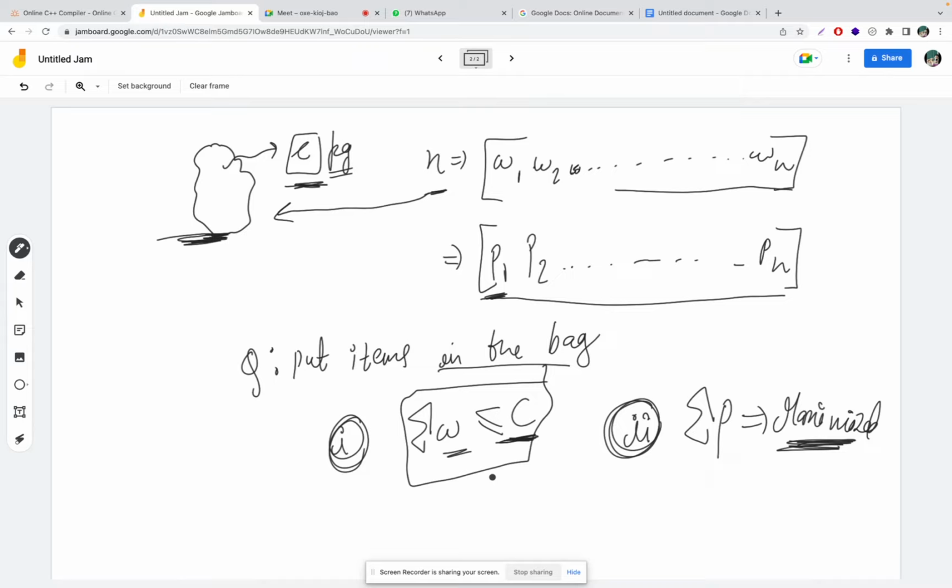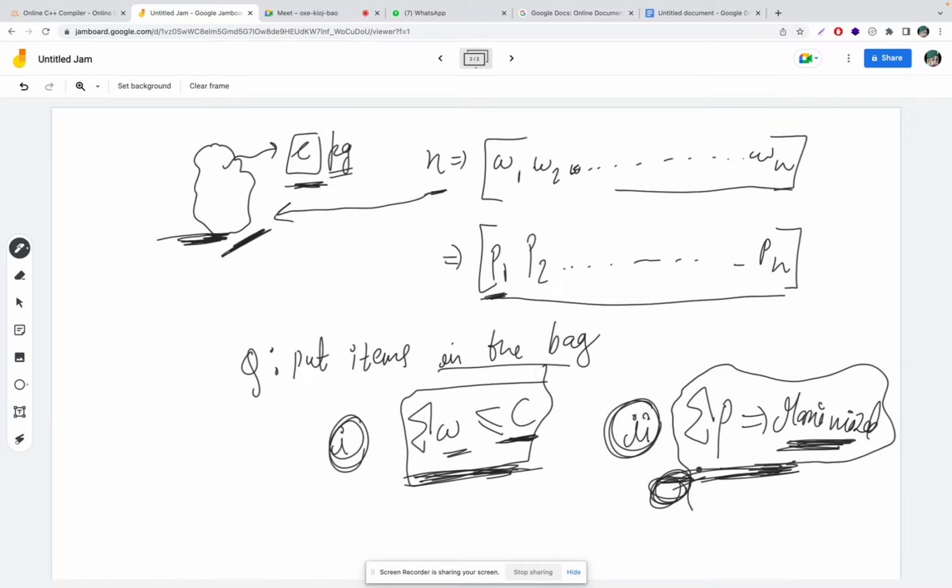But what is the condition? Can you tell me, Raj, what is the first condition? The summation of the weight should be less than the capacity. So this is common sense, right? The weight of all the items should be less than the capacity of the bag. Clear? Yes, sir. Ankit, can you explain to me what is the second condition? We need to maximize the profit of all the items we are putting in the bag.